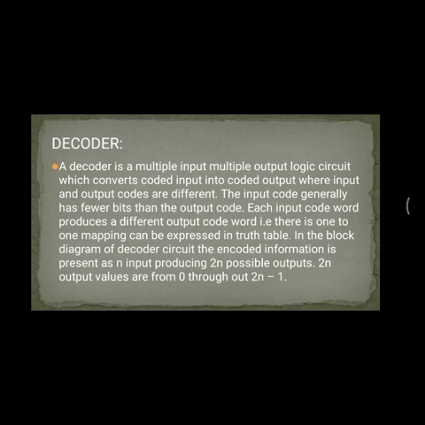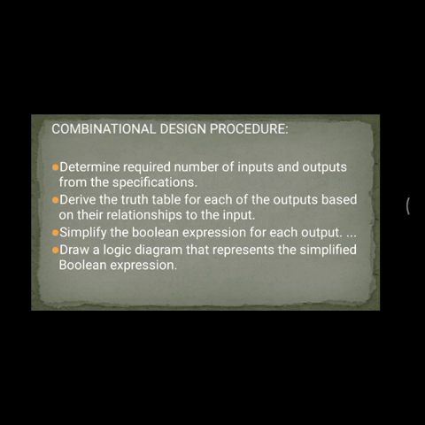In the block diagram of a decoder circuit, the encoded information is present as n inputs producing 2^n possible outputs. The 2^n output values are from 0 through 2^n minus 1. Combinational design procedure: determine the required number of inputs and outputs from specifications. Derive the truth table for each of the outputs based on their relationship to the inputs. Simplify the Boolean expression for each output. Draw a logic diagram that represents the simplified Boolean expression.